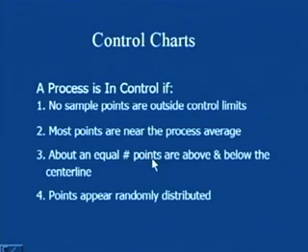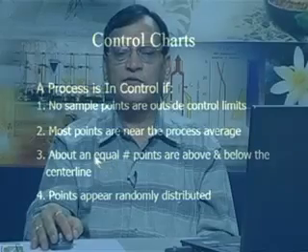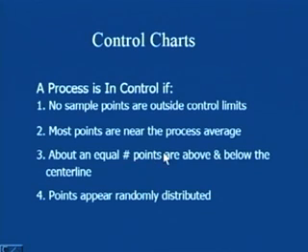About an equal number of points should be above and below the center line, and it should not be that the first 7 points are above the center line and the next 7 points are below the center line. The points should appear randomly distributed, meaning there should not be any trend, such as the first 7 above the center line, the next 7 below, and the next 7 above again. This would clearly show a cyclic nature of the data. That is why an equal number of points should be above and below the center line, and all the points should appear randomly distributed.